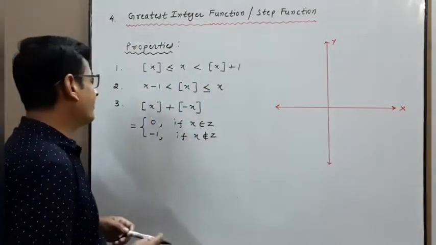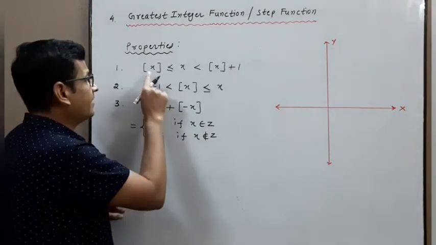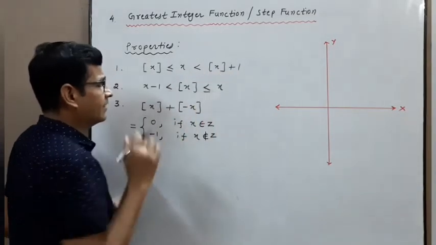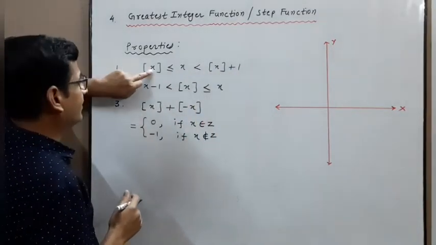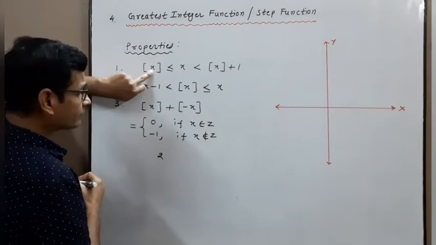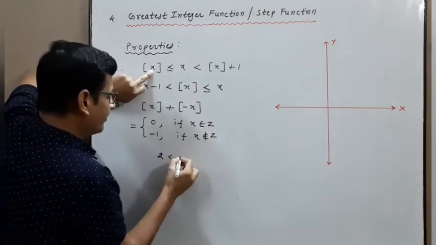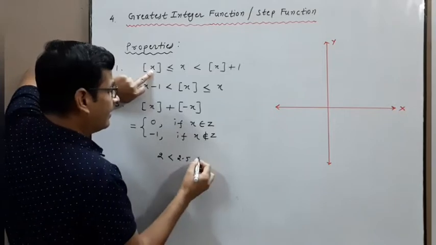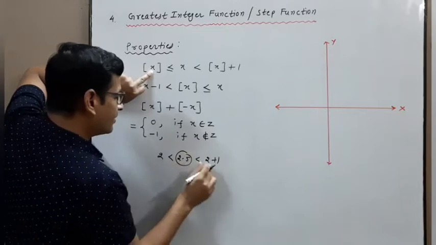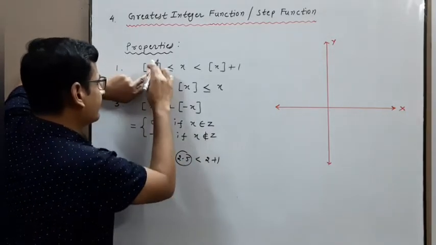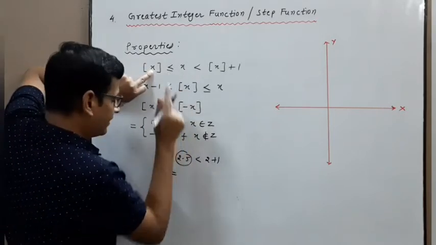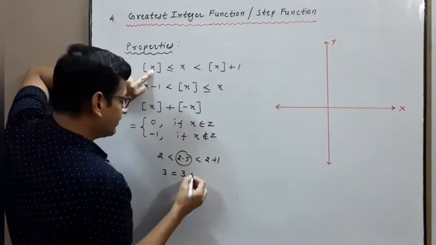Properties of the greatest integer function. Greatest integer of x is less than or equal to x, which is less than greatest integer of x plus 1. For example, if we take 2.5, the value of greatest integer of 2.5 is 2, which is less than 2.5, and 2.5 is less than greatest integer of 2.5 plus 1, that is 2 plus 1. So this value lies between 2 and 3. If we take an integer, for example 3, the value of this is 3, so 3 equals 3, that's why the equal to sign is also there, and less than 3 plus 1.